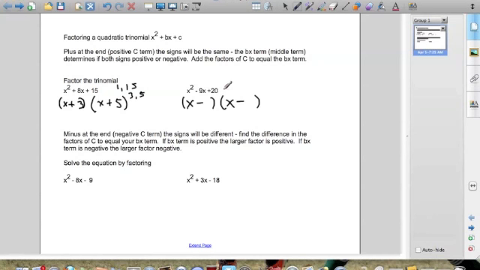We look at 2 and 10. 2 and 10 is 12. That doesn't match 9. 4 and 5, that does match 9. So we put 4 in here, and we put 5 in here.